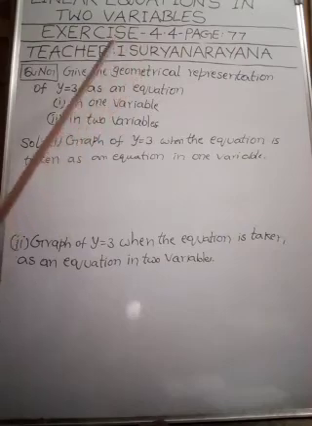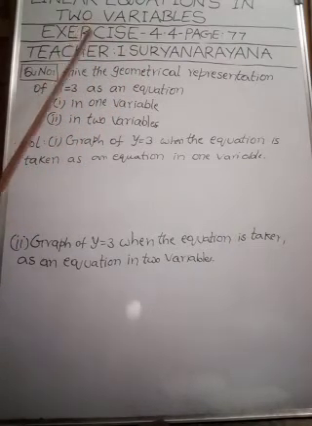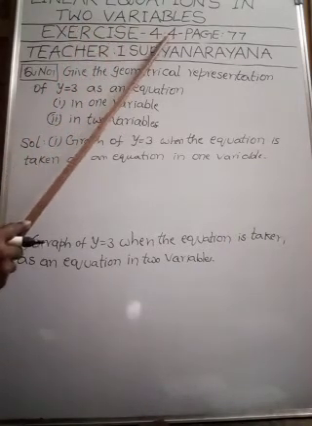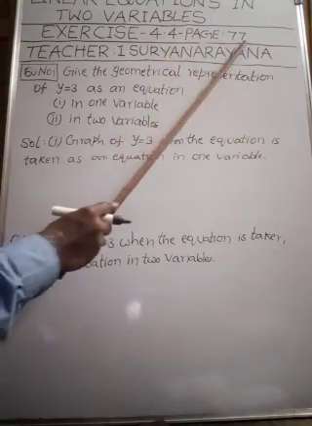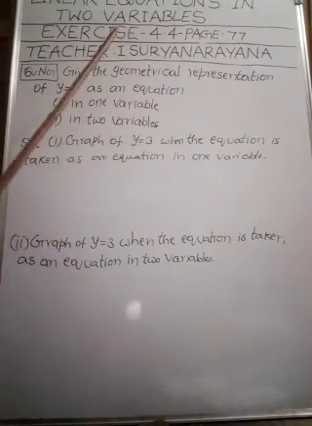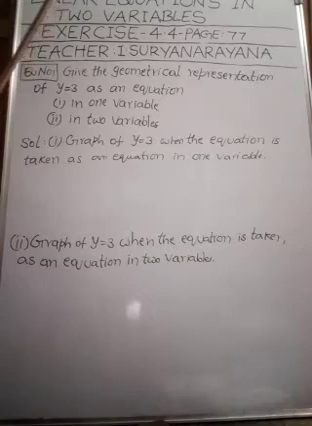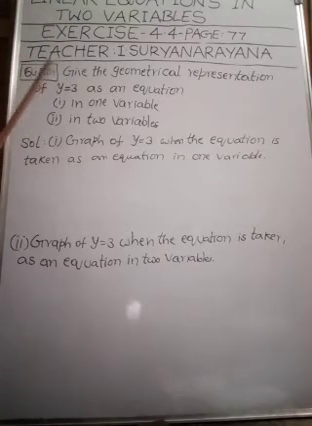Okay, my children. Now let us start the sums in exercise 4.4, page number 77 in the textbook. In this exercise, only two sums were given. Here I am explaining the first question. Please try the second question yourself. Okay, my children. Right. See question number 1.